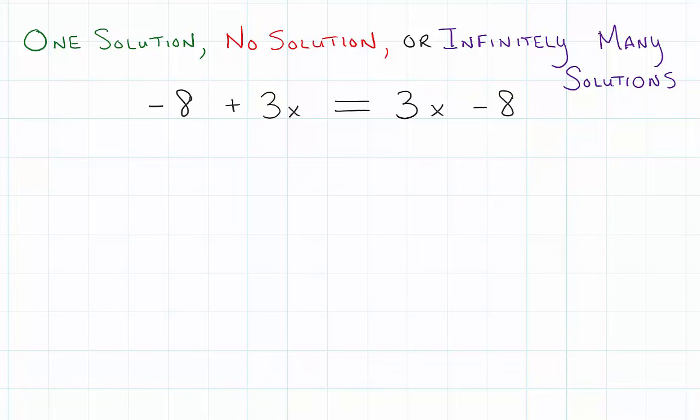All right, last one. Let's use our rules and what we know about equations and what we've learned in the previous two examples to see if we can figure out this last example. Negative 8 plus 3x is equal to 3x minus 8. And I think this is going to be pretty obvious once we start circling terms.